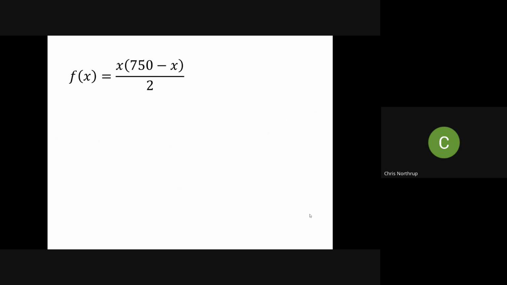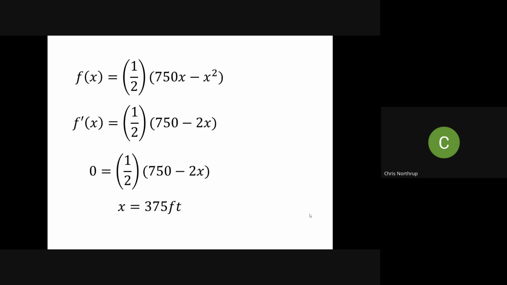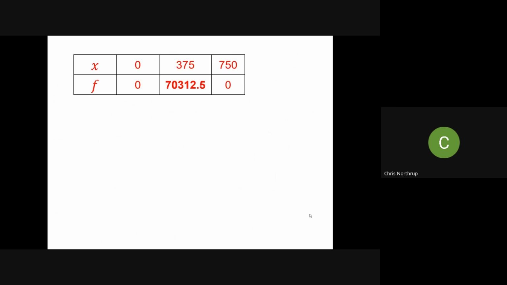That's important. If I was to get a critical number that was, say, 800 or -12, I would throw that thing out. I wouldn't need to check it because that is not within the acceptable range of this problem. So now I'm just going to make a chart. I'll look at when x is 0, when it's 750, and when it's 375. Looks like I get a maximum of 70,000 and some change. So I chose to use the extreme value theorem because if I have endpoints, I can plug in those endpoints and then compare that with plugging in any critical numbers.